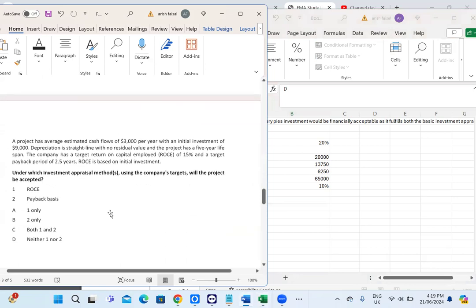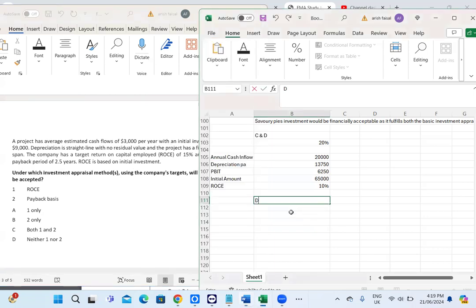Right. Now, here they have a project with an average estimated cash inflow of 3,000 per year. They have already given it to you, the average cash flow of 3,000 per year with an initial investment of 9,000. Depreciation is straight line with no residual value and the project has a 5-year life. The targeted ROC is 15 percent and the targeted payback is 2.5 years. ROC is based on initial investment. So let's find out the ROC first for this question.